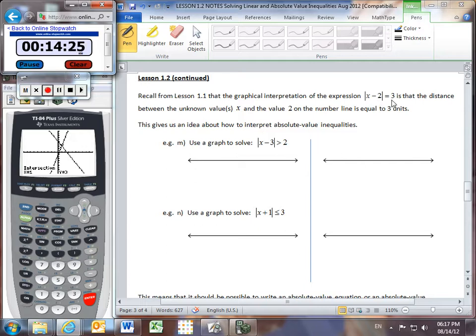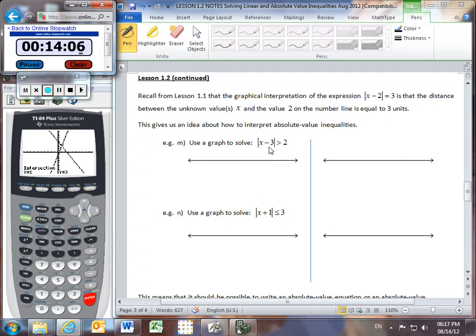to 3 units. And remember then that our central point was at 2, and we knew that we could go 3 units to the right side or 3 units to the left side of 2, and that would give us our two values. And that kind of gives us an idea about how we can interpret absolute value inequalities. So let's use a graph to try to solve something like this.